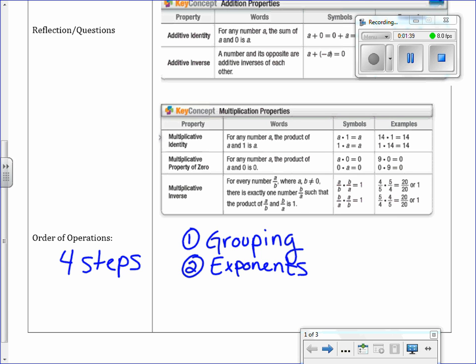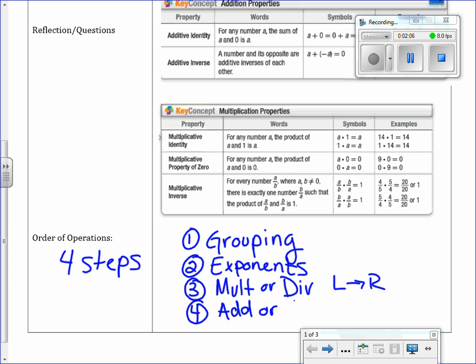And again, as I write this down, please write it down as well. The third step is multiplication or division, going left to right. As you read the sentence, as you see the multiplication or division, go ahead and solve it going left to right. And finally, addition or subtraction. Again, going left to right.